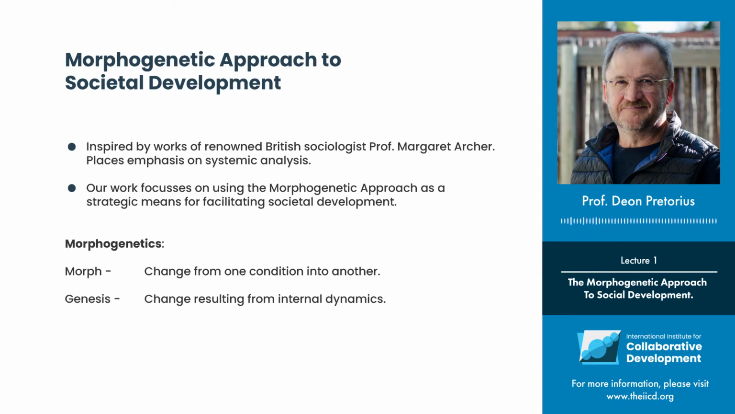The word morphogenesis or morphogenetic can be puzzling to some people. It's actually not so complicated. The morph part of the word refers to change from one condition to another, and the genesis or genetic part of it refers to change resulting from internal dynamics. I'll explain this later, but it essentially refers to the interplay between context and agency over time. And it also implies change from within instead of externally imposed change.